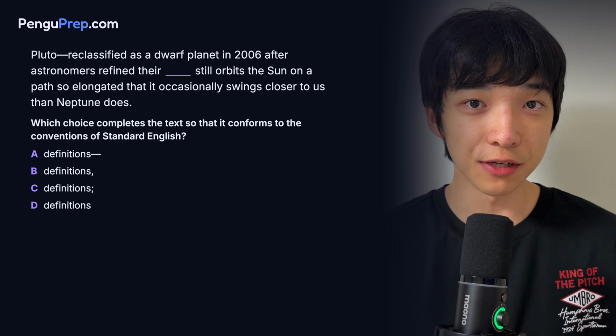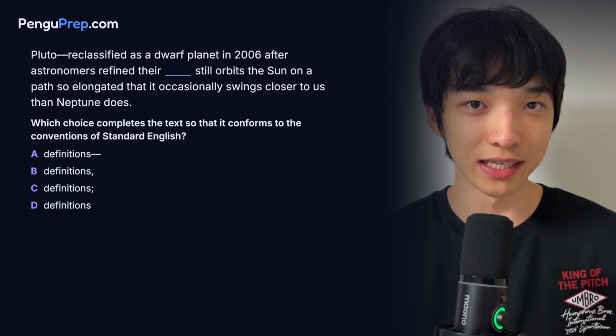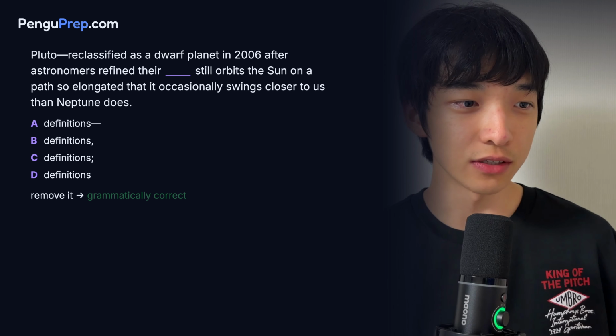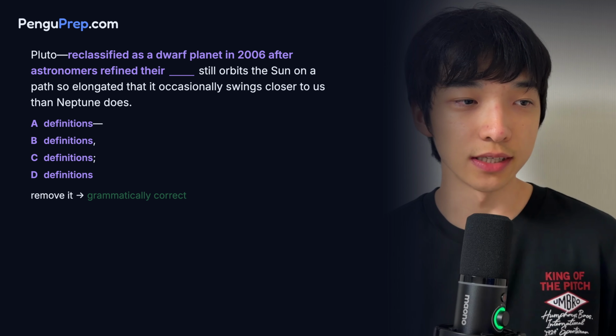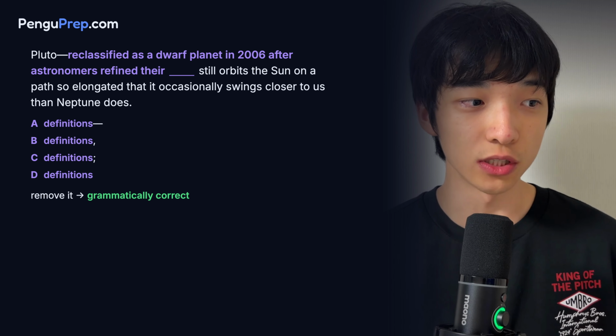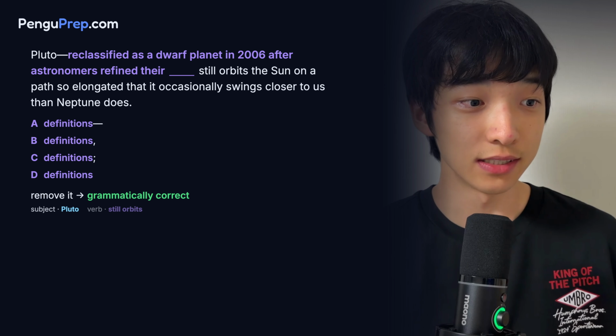Now let's look at an example problem. I want you to pause the video, read it first, and then listen to my explanation. Are you done? Let's dive in. The non-essential clause here is from reclassified to definitions. We know this because even if we remove it, we are left with a grammatically correct sentence which has a subject, Pluto, and the verb still orbits.